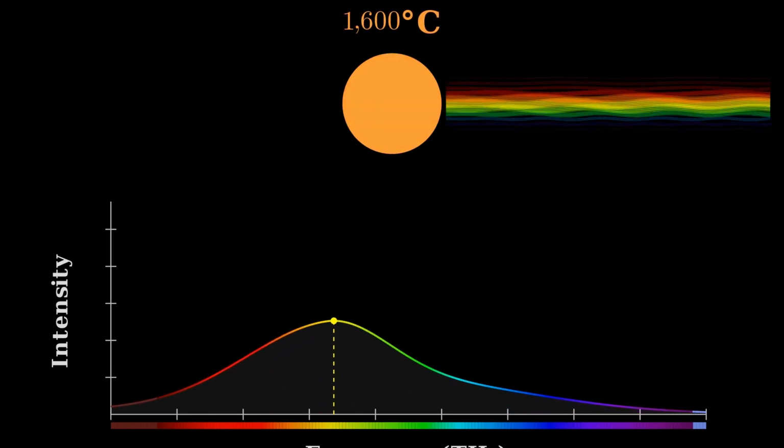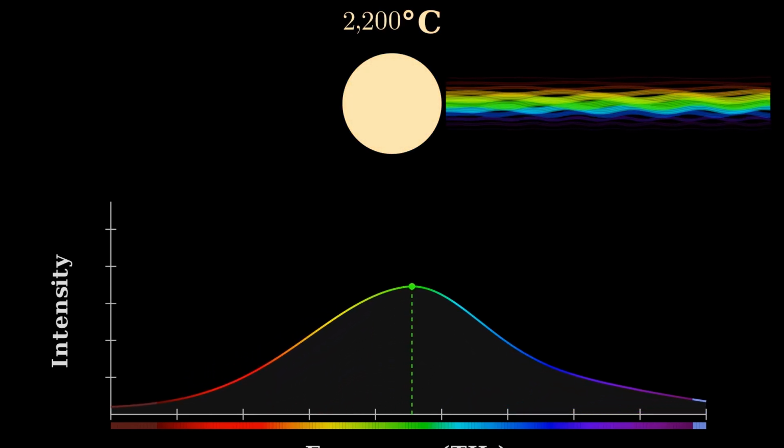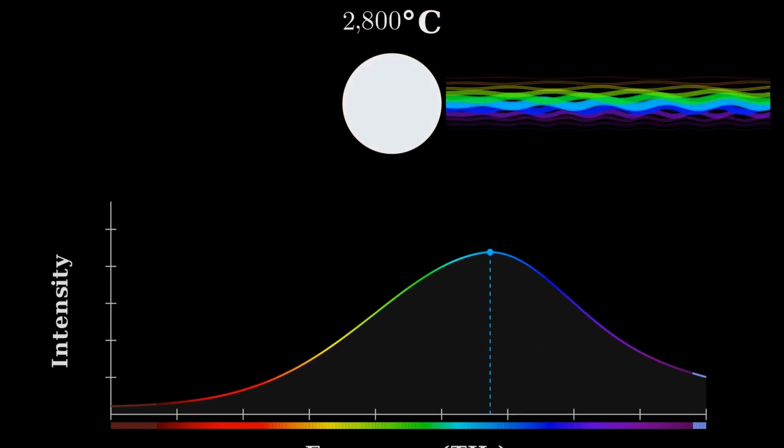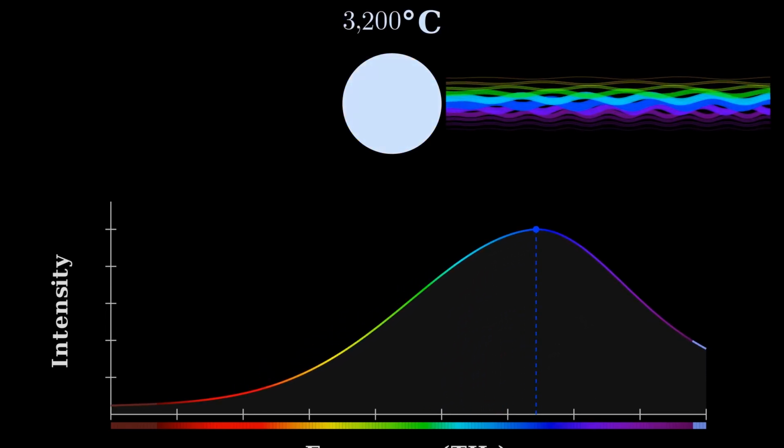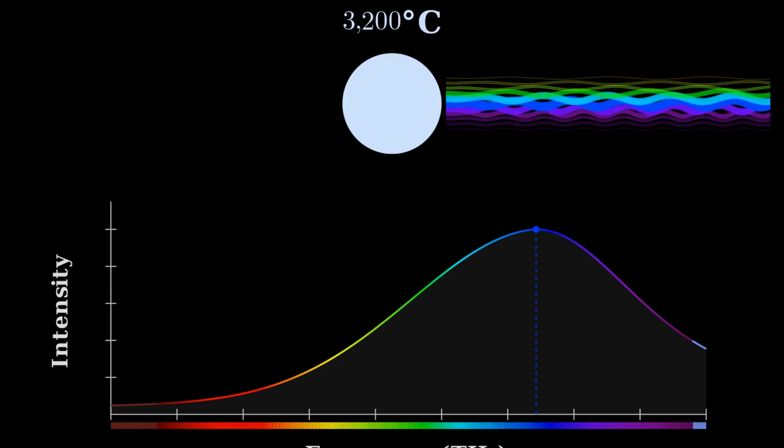This curve was actually measured experimentally by passing the light from a heated object through a prism or a diffraction grating, separating the different wavelengths out and measuring the intensity of each one. But the real challenge for physicists was using the theory to explain why this curve has this particular shape in the first place.